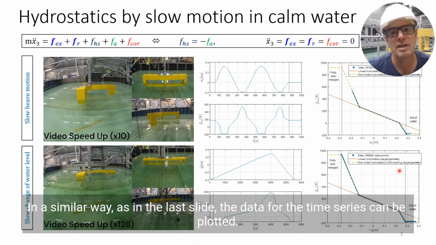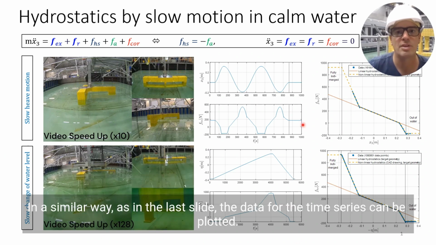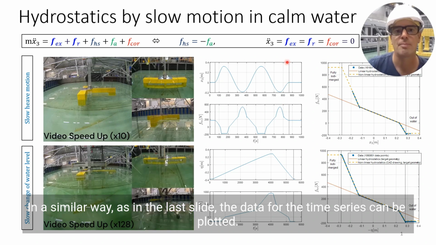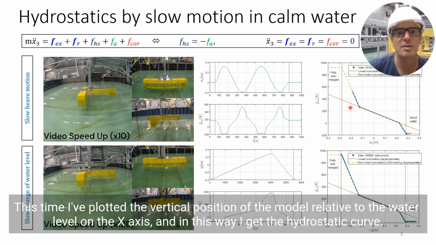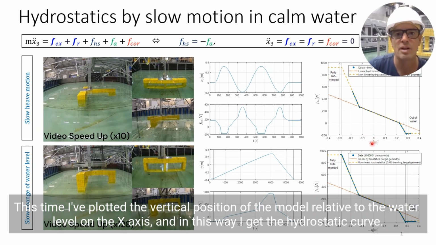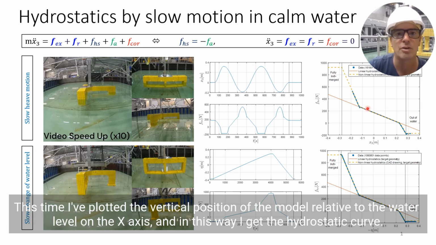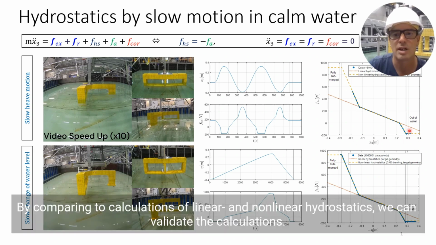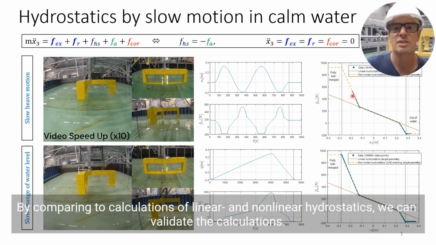In a similar way as in the last slide, the data for the time series can be plotted. This time I've plotted the vertical position of the model relative to the water level on the x-axis, and in this way I get the hydrostatic curve. By comparing to calculations of linear and nonlinear hydrostatics, we can validate the calculations.